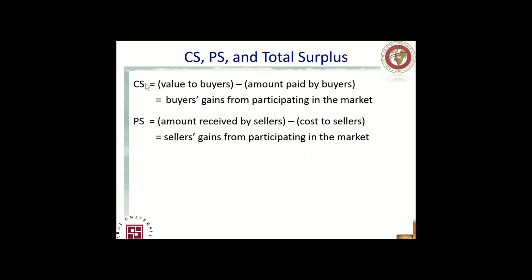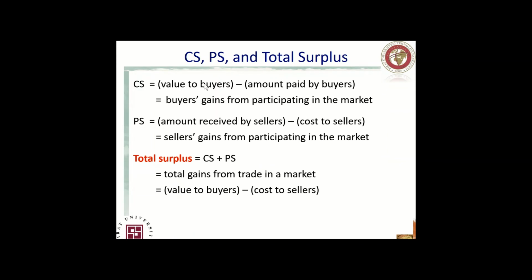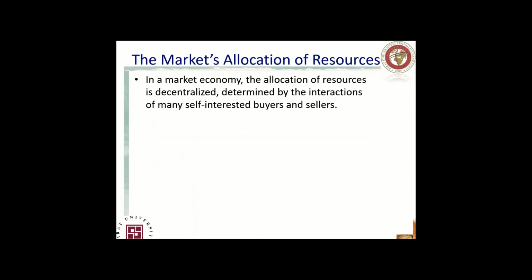So the total surplus is summing up CS plus PS, or the consumer surplus plus the producer surplus. And now remember, the amount paid by the buyer in a free market is exactly the amount received by the seller, okay? So amount paid by buyers is equal to amount received by sellers, so they will cancel each other here, and what will happen? We will have value to buyers minus cost to sellers. That is the total surplus from participating in the market for both producers and consumers.